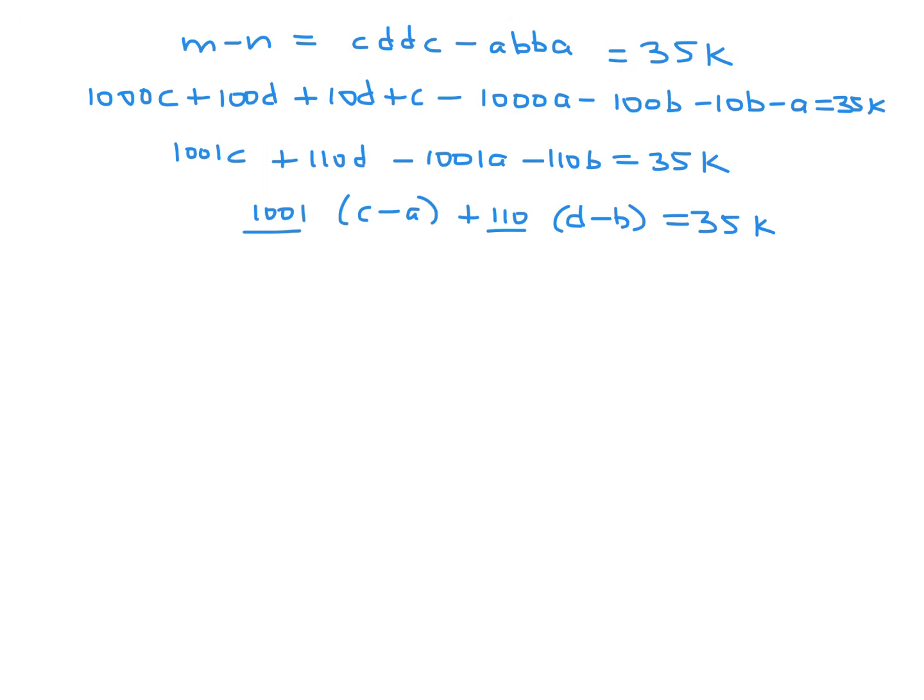1001. Well, let's see. 7 times 11 times 13. And then we have the c minus a. 110, that should be a little bit easier to factor. 10 times 11, so 2 times 5 times 11 times this d minus b. And then 35, as you are well aware, is just 5 times 7, and then that k.